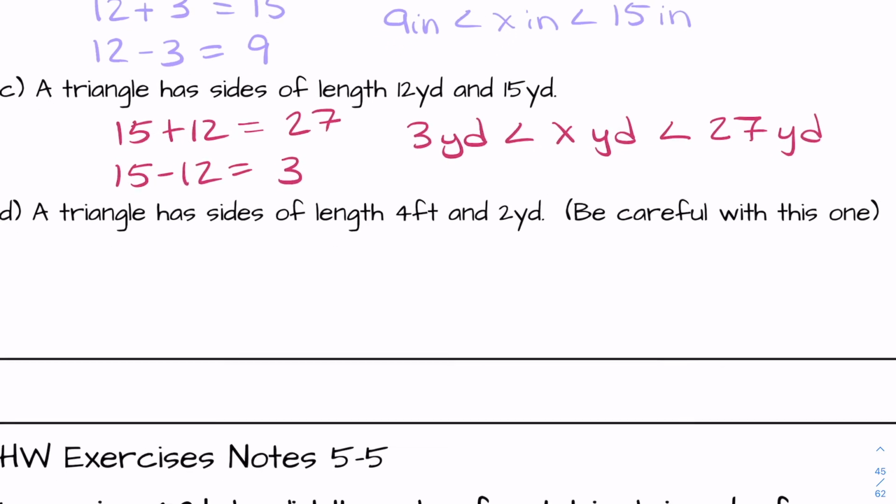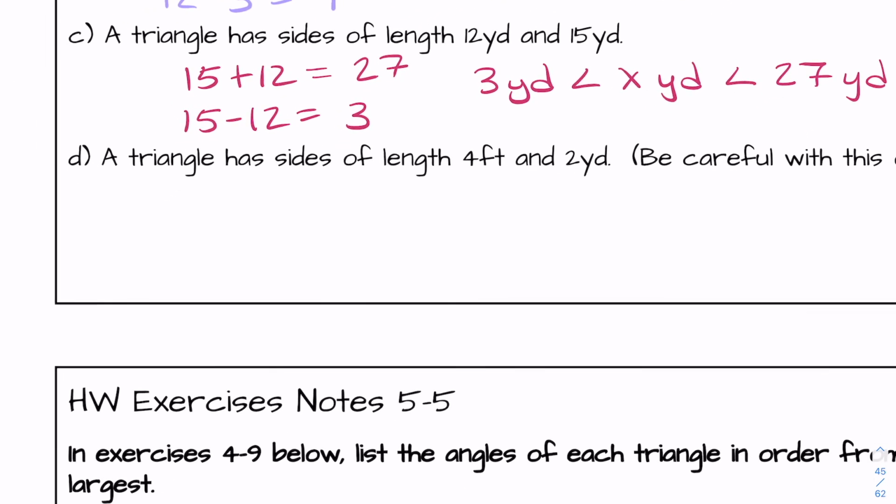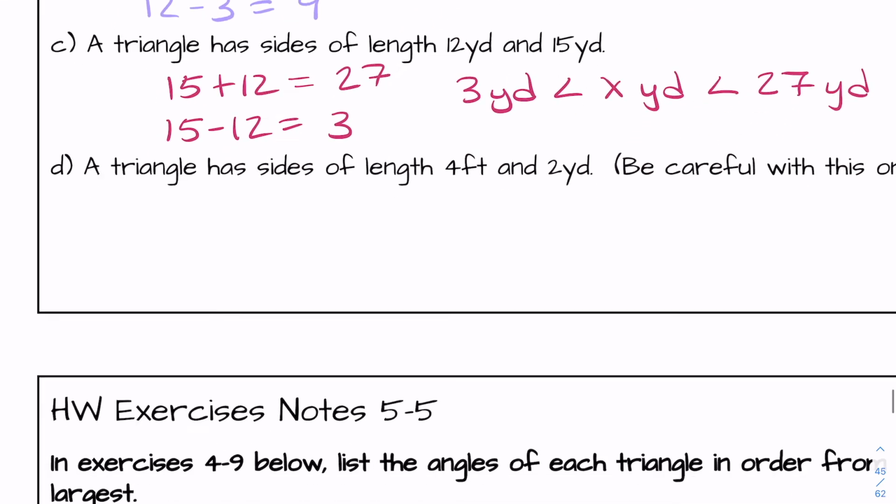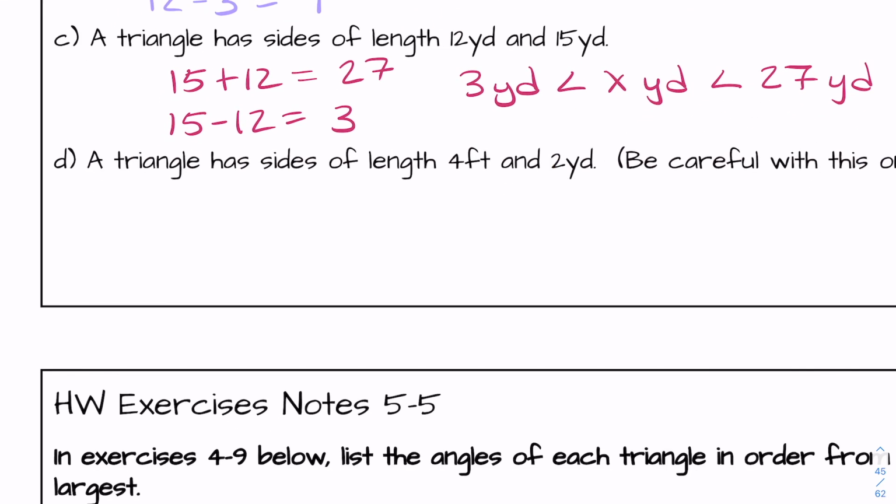All right, and this last one, we just have to be careful. I put a little note here. You're going to want to convert 2 yards to feet, because it's probably easier to work with feet than to divide by 3. If I divide feet by 3 to get yards, I have 1 1/3. I'd rather not work with a fraction. It's always easier to expand than to constrict or reduce. So times 3, I'm going to get 6 feet.